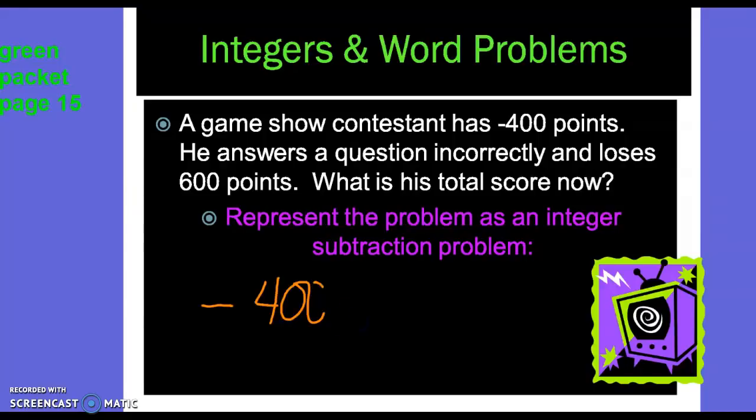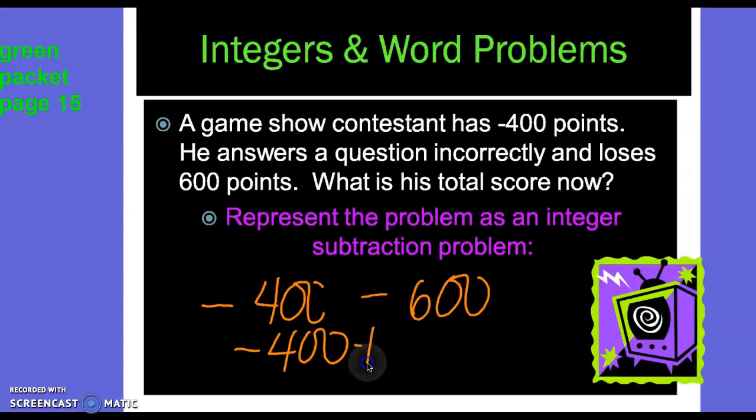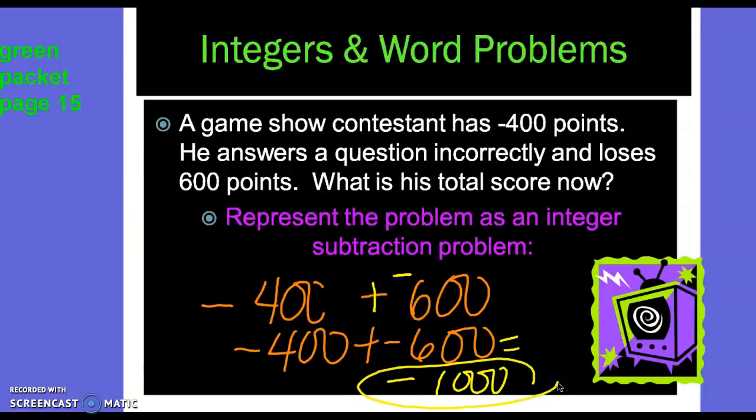Minus 600. We started at -400 and we're taking 600 away. So that becomes a -400 plus a -600 if we do our little trick of adding the opposite. And a negative plus a negative is still a negative, so this game show contestant now has -1,000 points. And you see that sometimes when you watch Jeopardy.